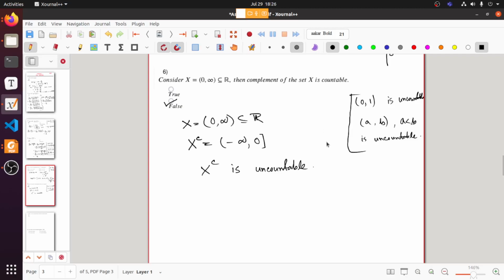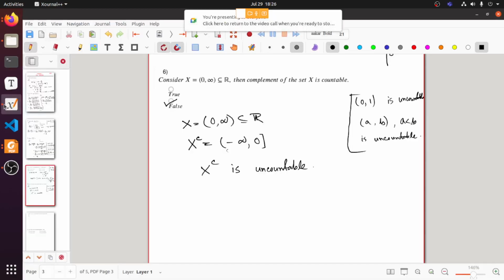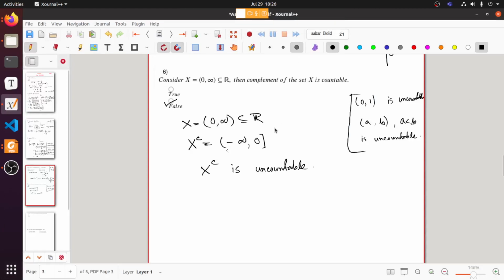Uncountable means you cannot enumerate this with indices in the natural numbers. You cannot write x1, x2, x3, dot dot dot xn, dot dot dot, right? You cannot enumerate this. Okay, so is it fine, question number 6? Okay, no doubt. Then we can move to the next question, question number 7.